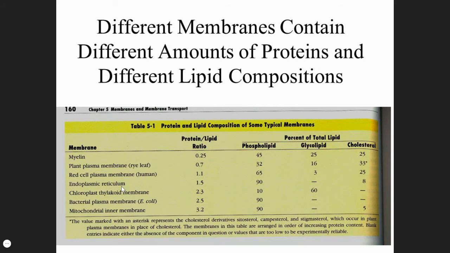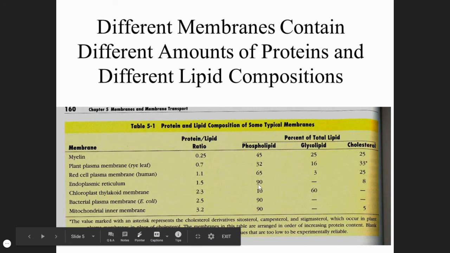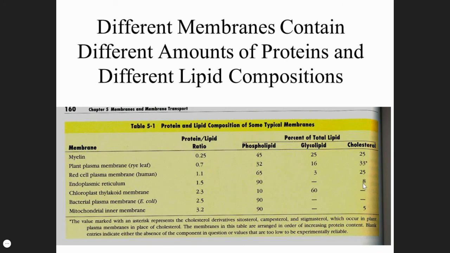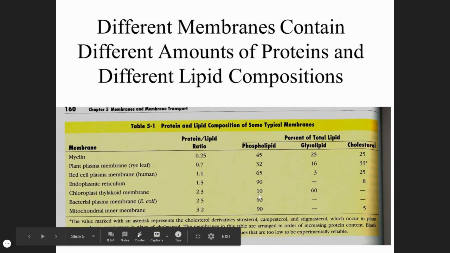Now let's look at an organelle, that is endoplasmic reticulum. This is a membrane bound organelle and it has a double membrane. Because of the double membrane, that means there are 2 lipid bilayers, so lots of phospholipids, no glycolipid, and then a little bit of cholesterol. Chloroplasts also have a different distribution of lipids. They have lesser phospholipids, more glycolipids.